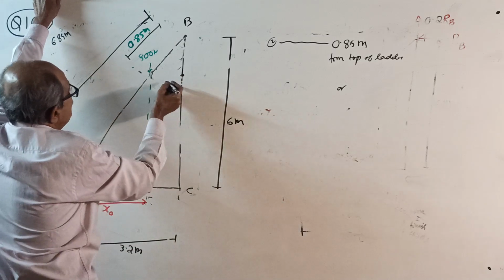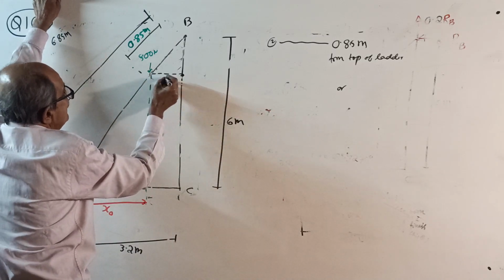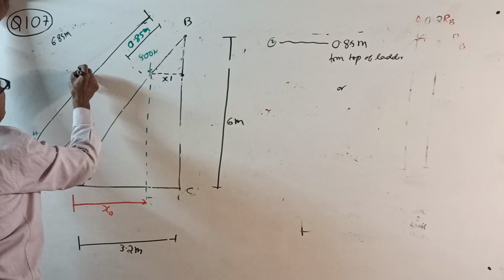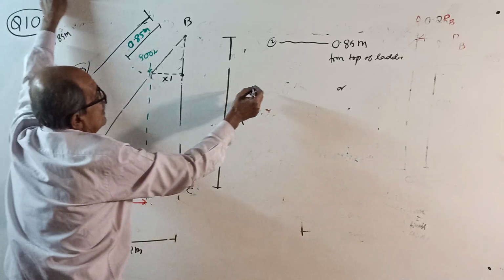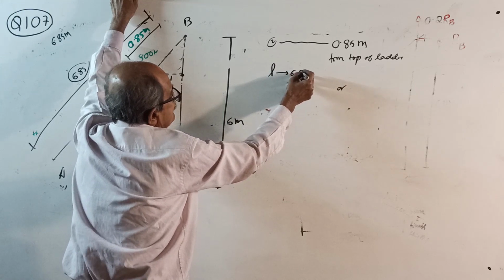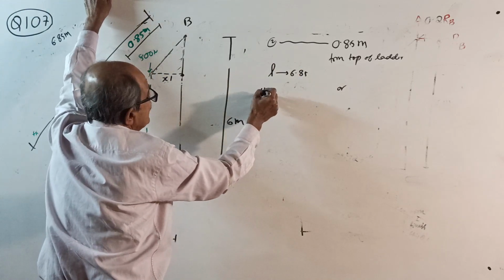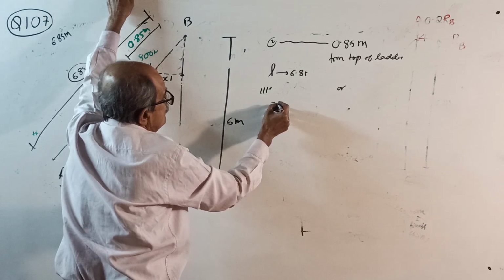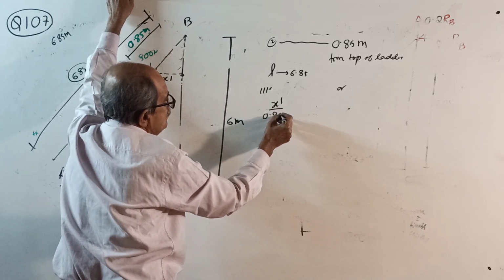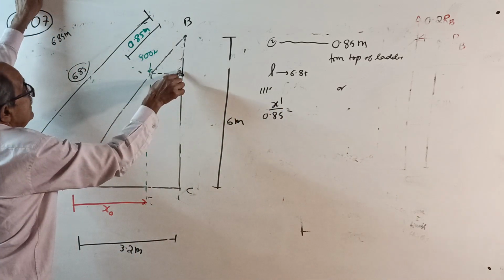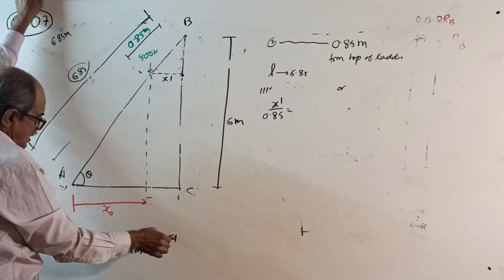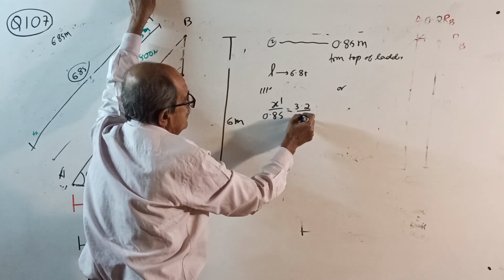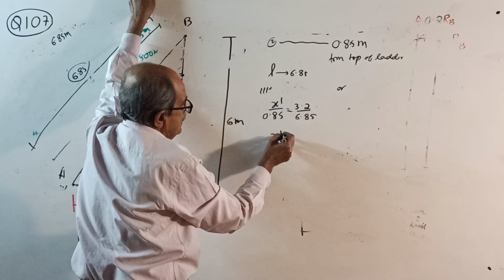Okay, then do one thing. Put bracket here. This is x dash. Now you require the length of ladder. Calculate. Length of ladder will come 6.85 meter. Now apply similar triangles. What you get? x dash by 0.85 equal to 3.2 by 6.85.